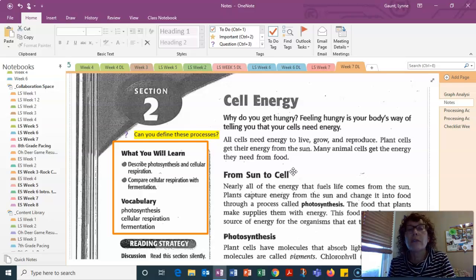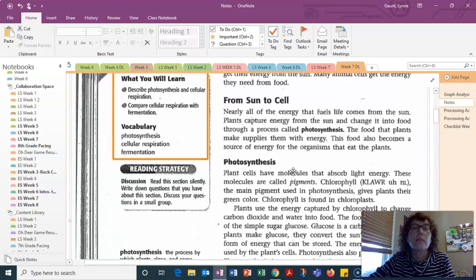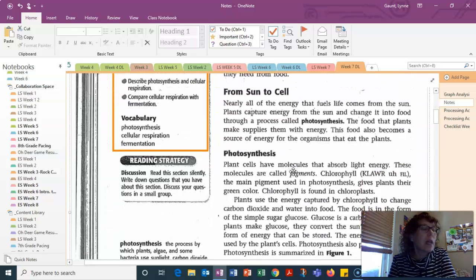The second paragraph says this. All cells need energy to live, grow, and reproduce. Plant cells get their energy from the sun. Many animal cells get the energy they need from food. From cell to sun. Nearly all of the energy that fuels life comes from the sun. Plants capture energy from the sun and change it into food through a process called photosynthesis.